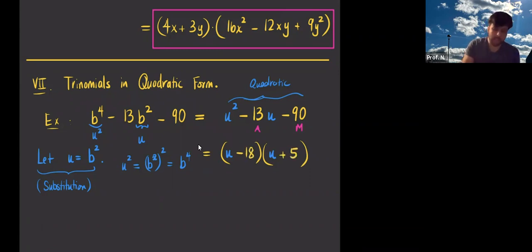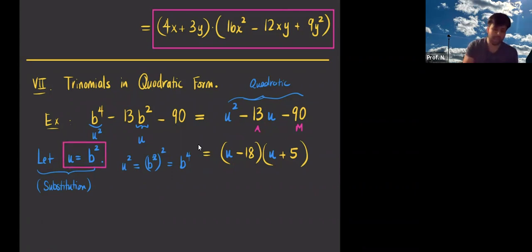So what did I just accomplish? I accomplished factoring u squared minus 13u minus 90. That factors into u minus 18, u plus 5. But where did this u just pop up out of nowhere? u was used to replace b squared. But I really care about the original, right? That's really what I started with.